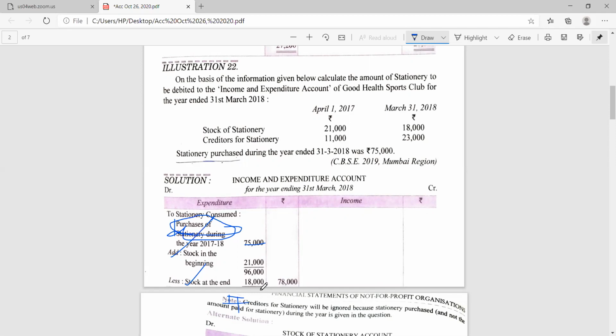Mark a star or hash against it. The creditors of the stationery will be ignored in this question because the stationery purchased during the year is already given to us. If the stationery purchased during the year is not given, then we have to deal with the creditors.